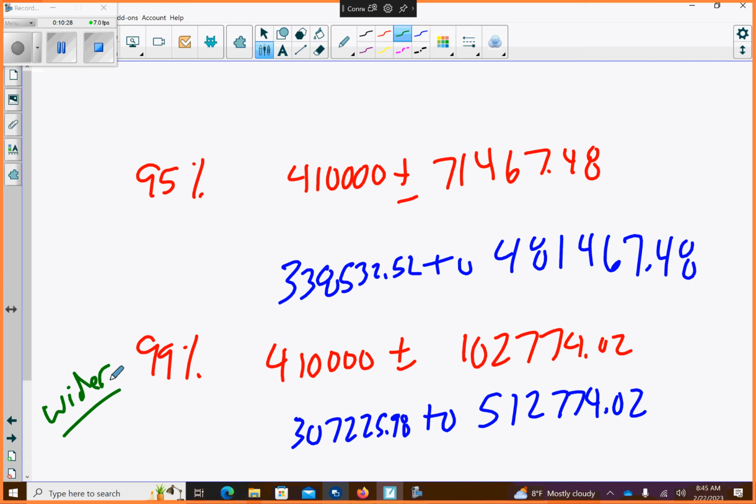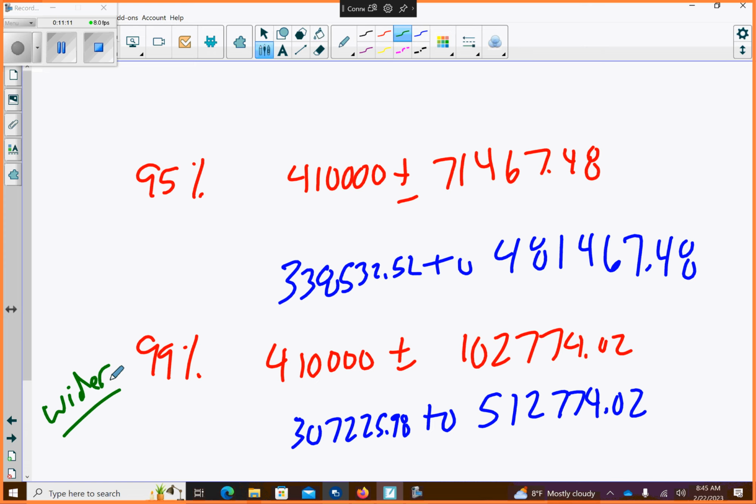Okay. So we're 95% confident that we would capture the parameter or the mean with a confidence interval from $338,532.52 to $481,467.48. Or we are 99% confident that we would capture our parameter or our mean if it was between $307,225.98 to $512,774.02.